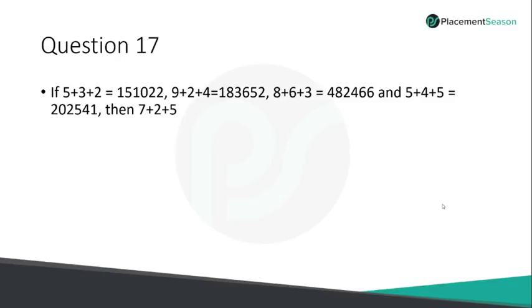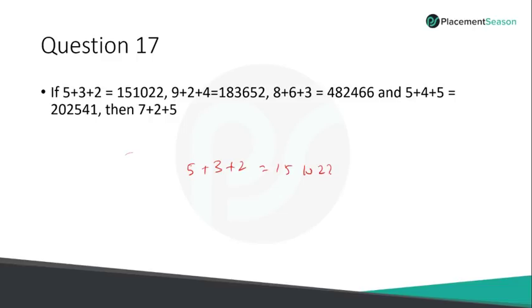This one. The next one we'll see. Look at the puzzle that is given. One or two puzzles you can expect in TCS Ninja. It's very easy, simple. Look at the format of the first one. 5 plus 3 plus 2 equal to 15, 10, 22. So observe the data: 5 plus 3 plus 2 equal to 15, 10, 22.